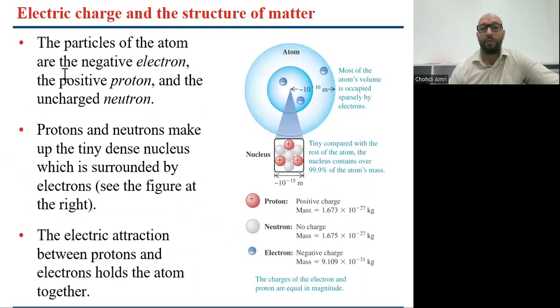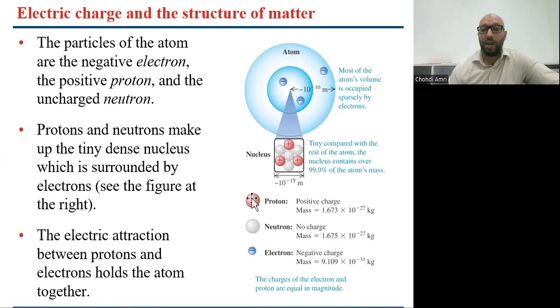Let's move now to talk a little bit about the particles of the atom. What are the particles of the atom? What are their charges? And what are their masses? The atom is composed of a proton and a neutron. These two particles make up the tiny, dense nucleus, which is surrounded by a third particle called an electron.